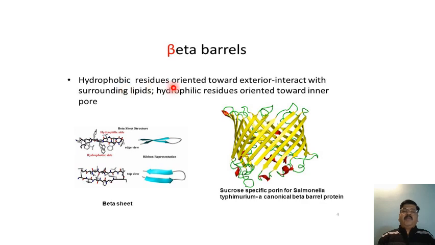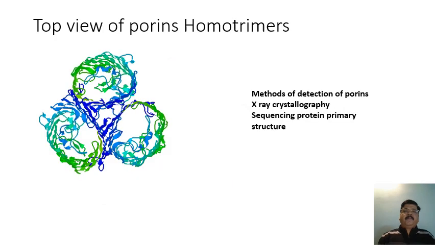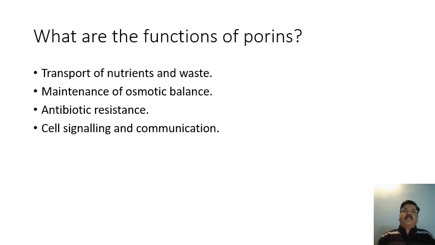The hydrophobic residues of the porin proteins are oriented towards the exterior, outside, which will come in contact with the outer membrane, and the inner part, that is the hydrophilic, is oriented towards the inner pore. So this is the top view of porins, homotrimers. Three molecules are there, and these structures, as well as the previous slide, have been detected by X-ray crystallography and sequencing of protein primary structure. So these are the methods of detection of porins.